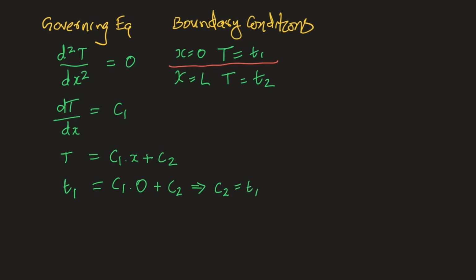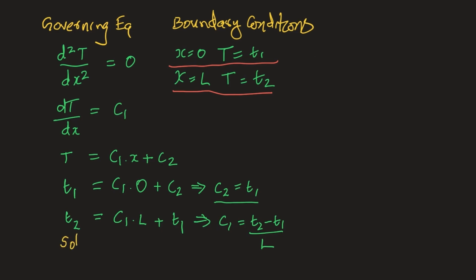Now the second boundary condition is at x equal to L, T is equal to T2. So let us substitute that. T equal to T2 is equal to C1 into L, plus C2. C2 we have already got as T1, so plus T1. This gives you the value of C1 equal to (T2 minus T1) divided by L. So we can write the solution as T equal to C1, that is (T2 minus T1) divided by L, into x plus C2, that is T1.